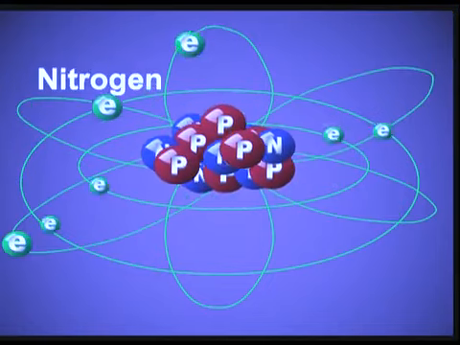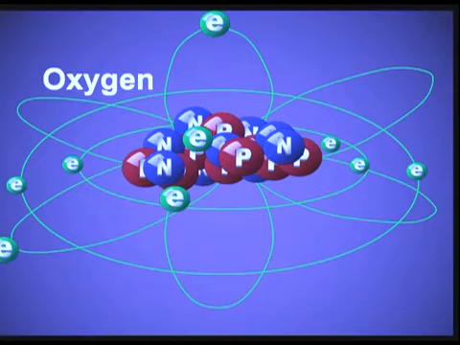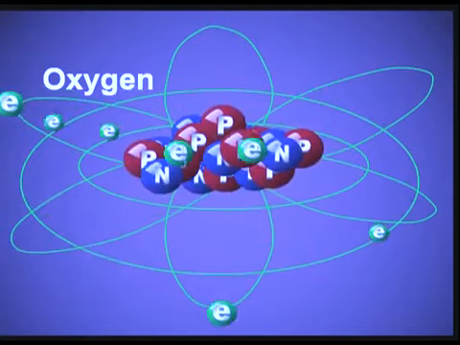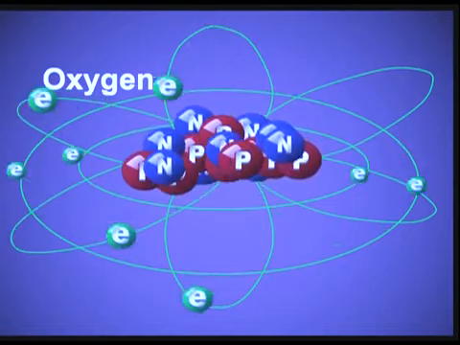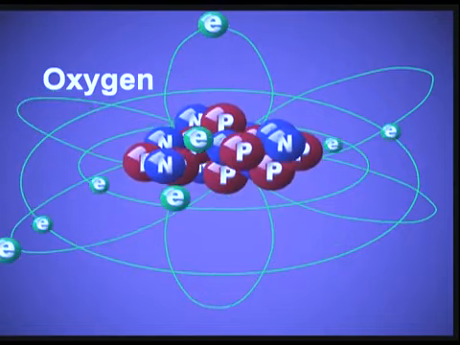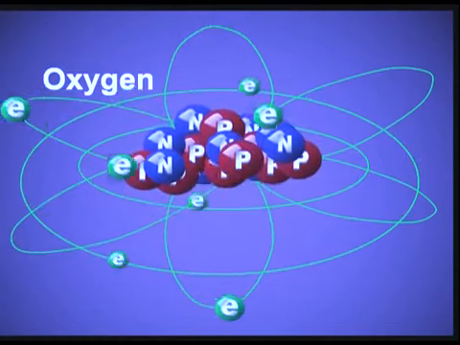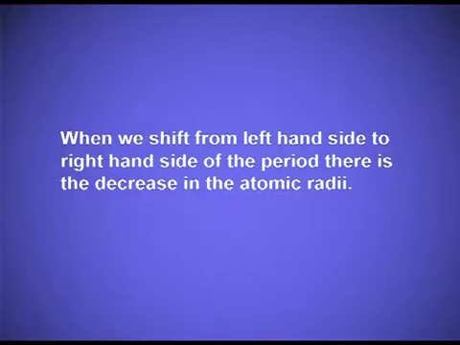So you can see that in nitrogen, oxygen, or fluorine, what is happening? The shell is the same, but the nuclear power is increasing. So the nucleus attracts the valence shell with more power, with more attraction, and the electron cloud decreases in size. So we can say that when we shift from the left hand side to the right hand side of the period, there is a decrease in the atomic radii.